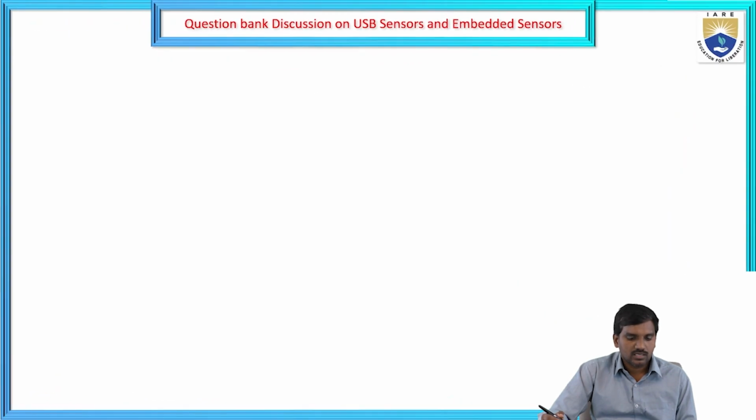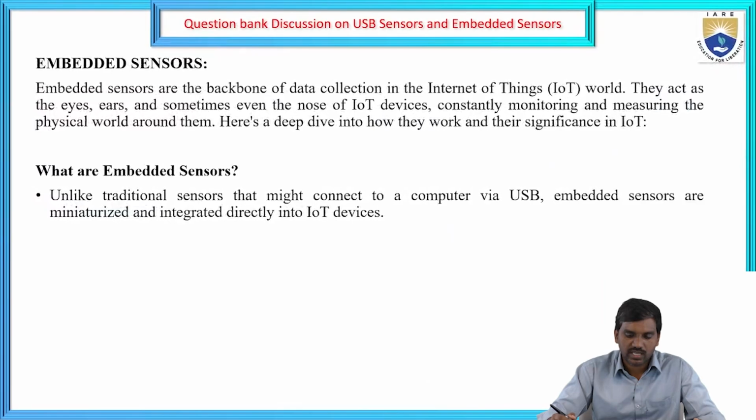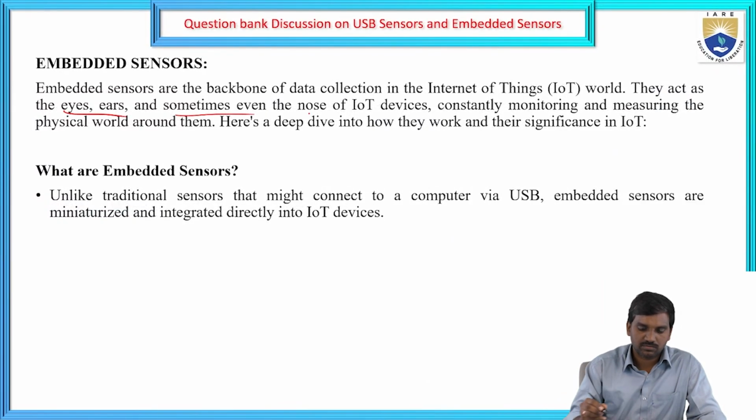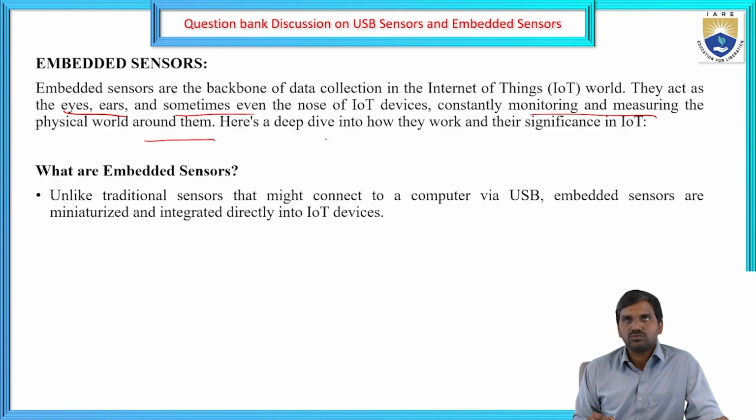And next, embedded sensors. So what is the main role of embedded sensors in IoT? They act as the eyes and ears, sometimes even the nose, of the IoT device. Here the main significance of embedded sensors in IoT is that they are a very essential part, as the IoT device constantly monitors and measures the physical world around it. Here is a deep dive into how they work and their significance in IoT.